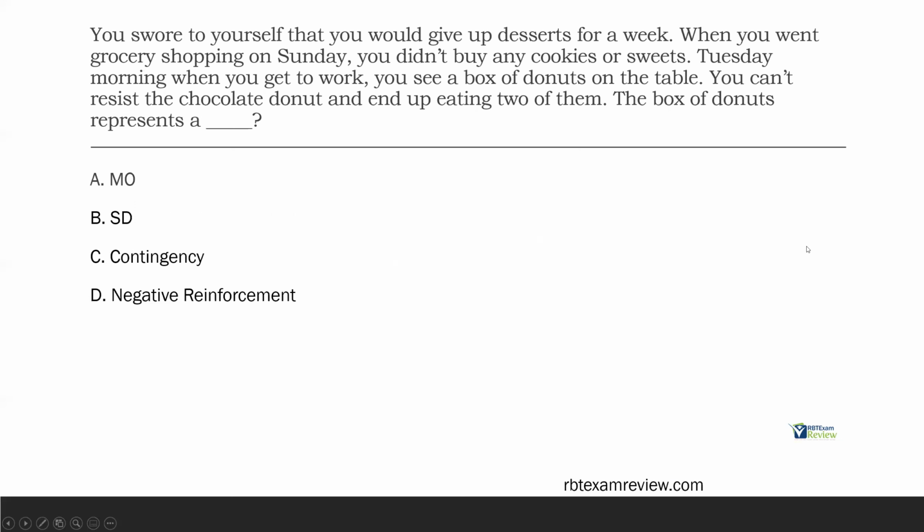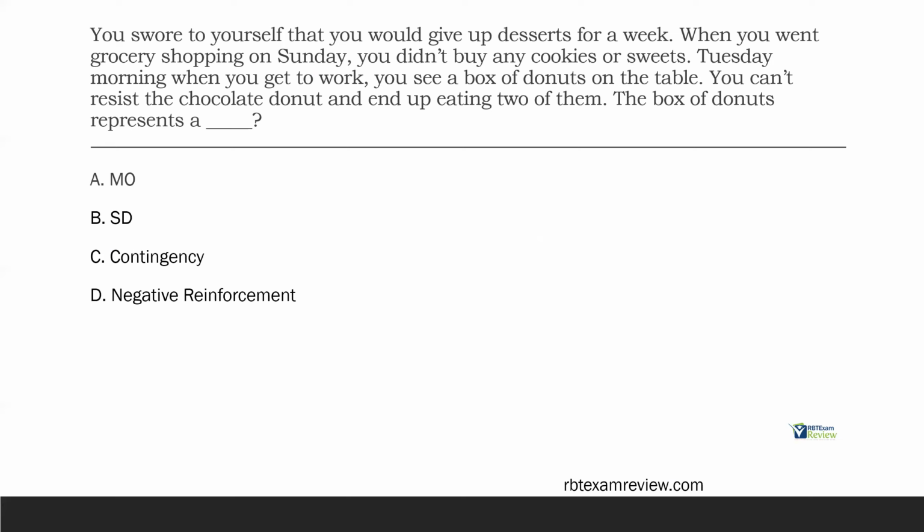You swore to yourself that you would give up desserts for a week. When you went grocery shopping on Sunday, you didn't buy any cookies or sweets. Tuesday morning, when you get to work, you see a box of donuts on the table. You can't resist the chocolate donut and end up eating 2 of them. The box of donuts represents what?